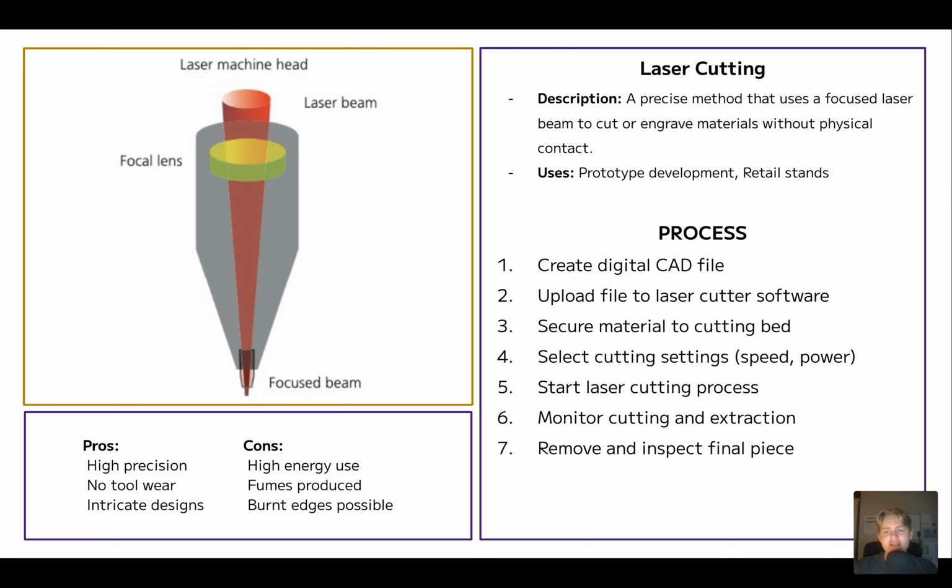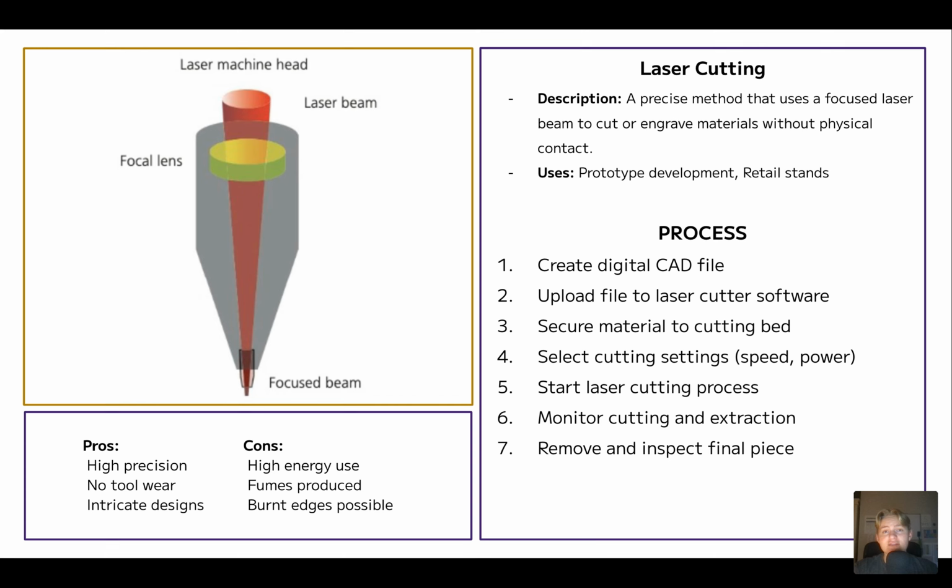So, what is the process you need to describe in your exam? Well, there isn't really a process, but I've created one anyway in case you are asked to describe it. The process is to firstly create the CAD file that you are cutting and upload it to the laser cutter software. You then secure the material to the cutting bed and select the cutting settings you need. So that's the speed and power essentially of the machine.